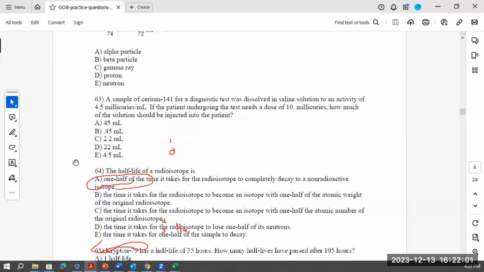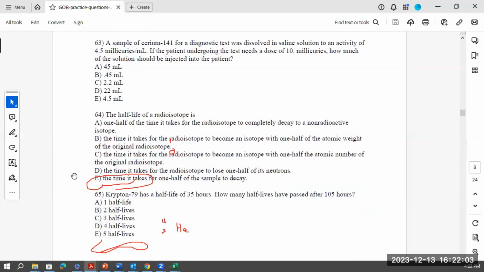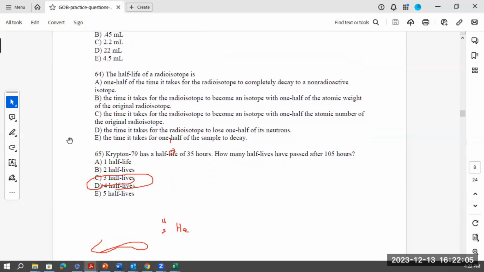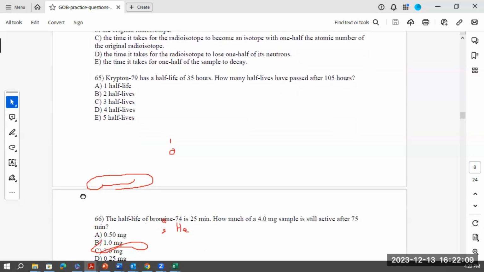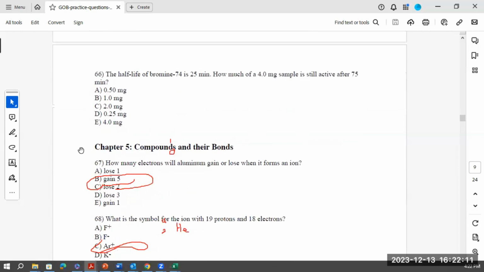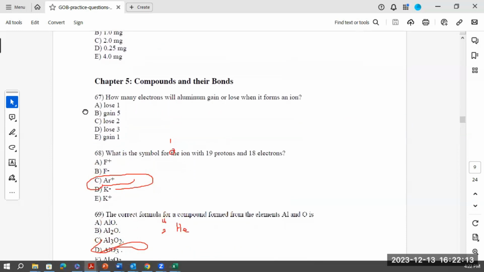Okay. We're going to skip this. And we're not going to talk about the half-life. Okay. Compounds and their bonds. How about that? Man, we're doing pretty good. 67.